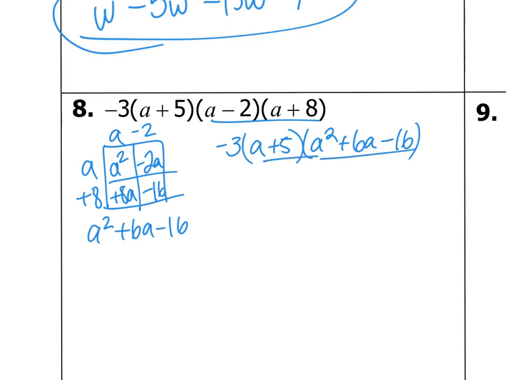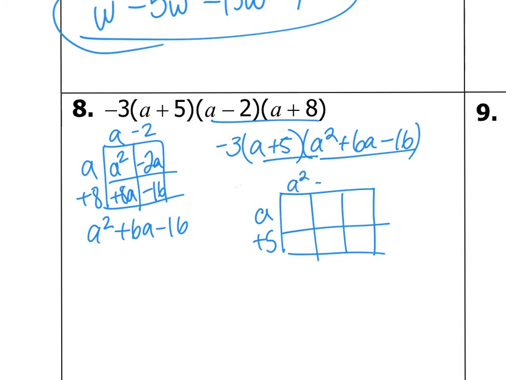So I'm going to do this parentheses and this parentheses. So I'm going to set up another set of boxes. This time it's going to be 2 by 3. So I've got a plus 5 here. A squared plus 6a minus 16 goes here. So I have a times a squared is a to the third. A times 6a is 6a squared. A times negative 16 is negative 16a. And then I've got 5a squared, 30a, and negative 90.